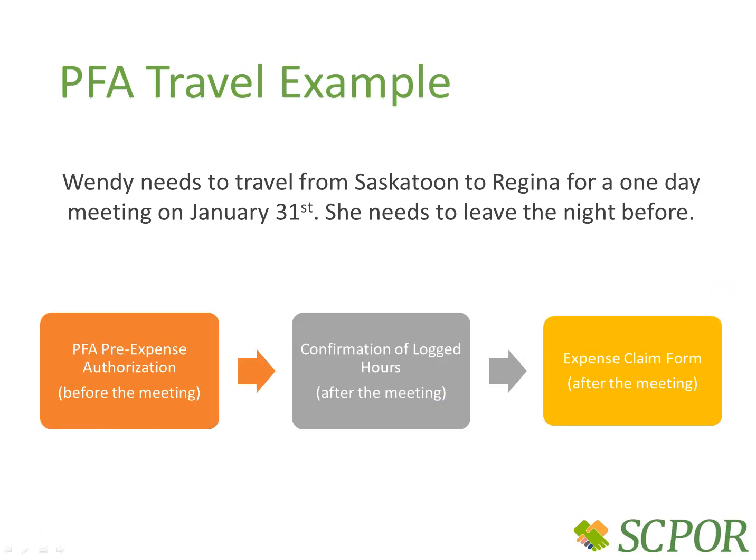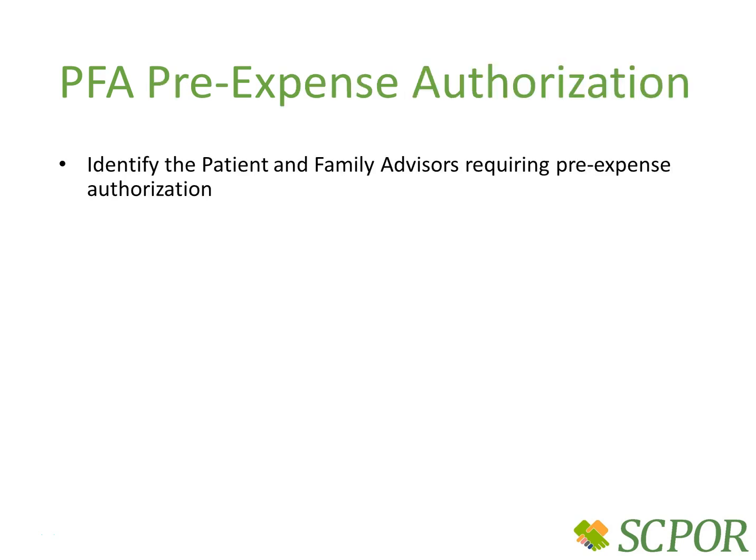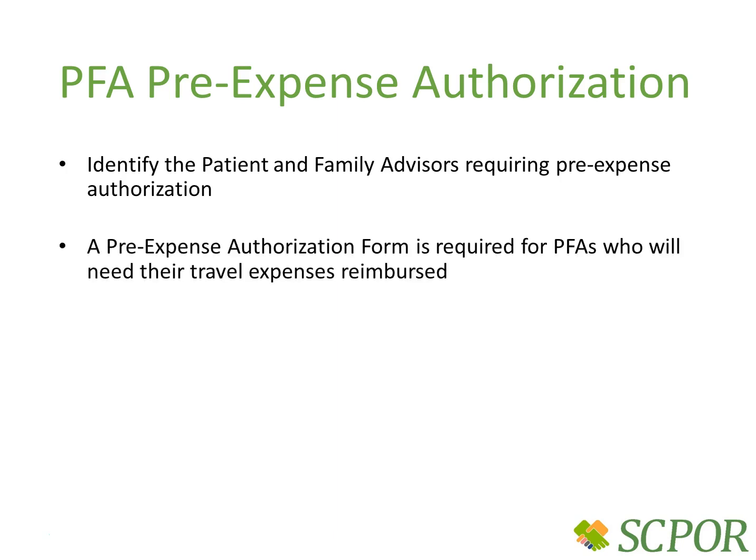The Pre-Expense Authorization form is the first step in the process, particularly for PFAs who will be incurring expenses to attend your meeting or your event. Prior to your event or your meeting, identify the patient and family advisors who will require a pre-expense authorization. So basically, anybody who needs to submit for expense reimbursement for anything other than parking.